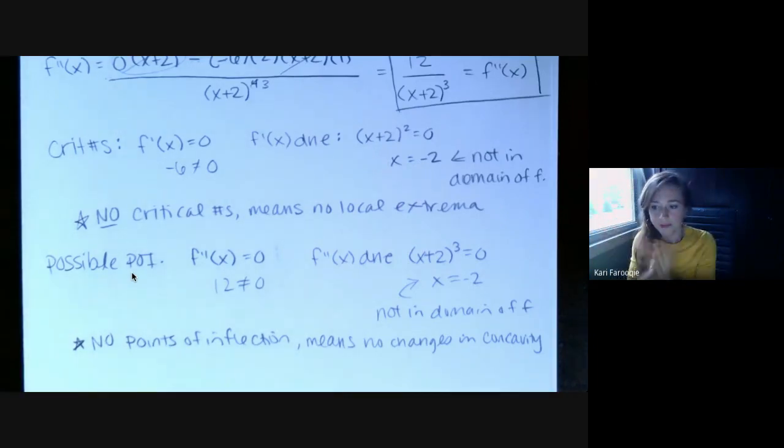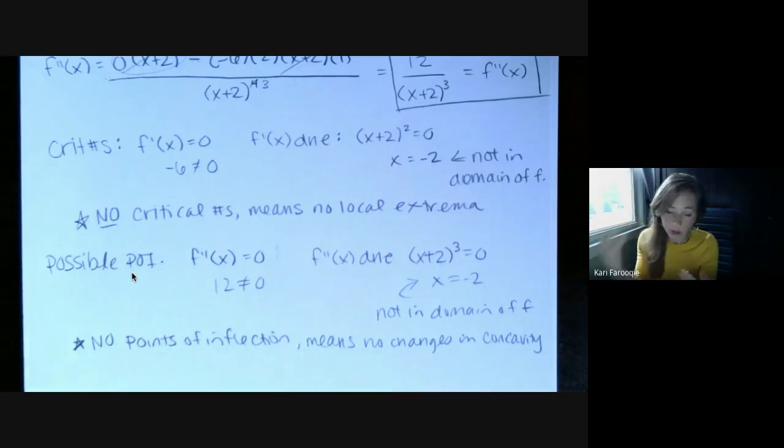Okay, now, when I say that the concavity can't change, we're talking about what's happening actually on the domain of the function. Now, remember that you have a vertical asymptote at x equals -2. It's possible that on each side of the vertical asymptote, your concavity could be different. However, we can't actually say that we have a point of inflection on a vertical asymptote.